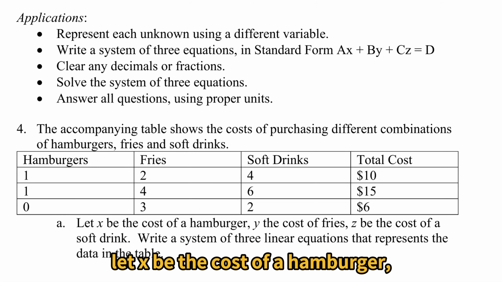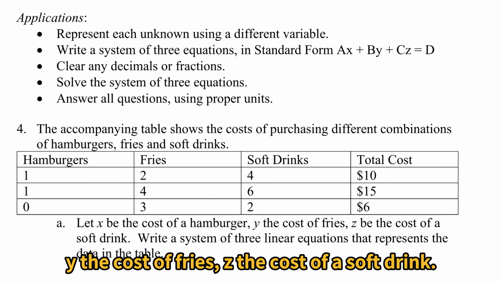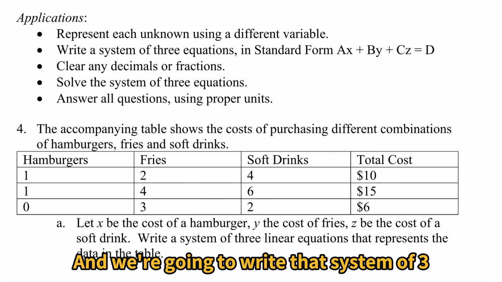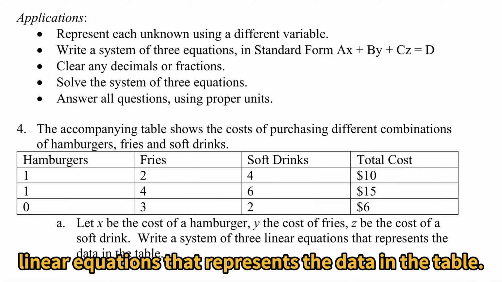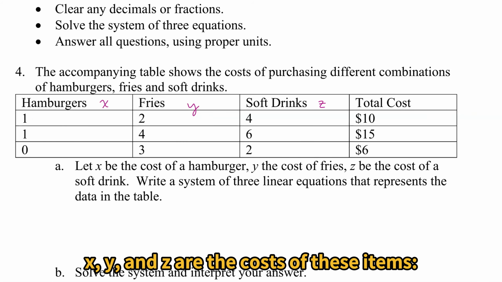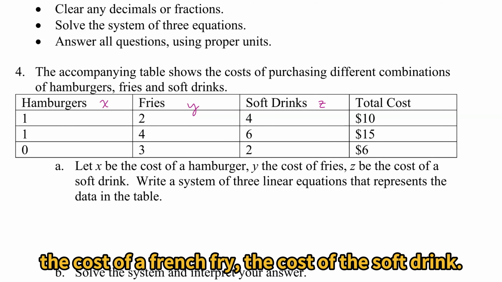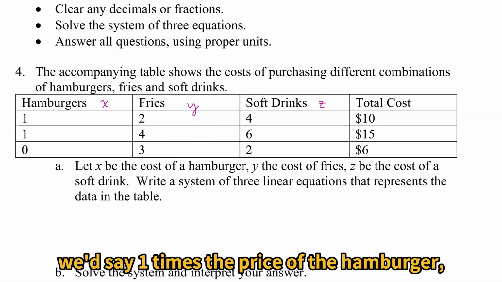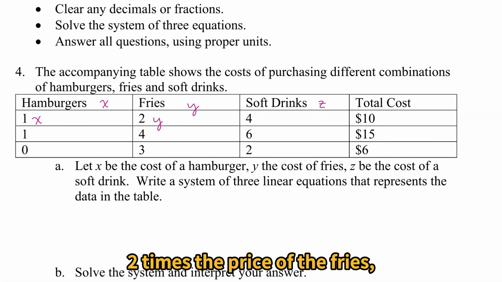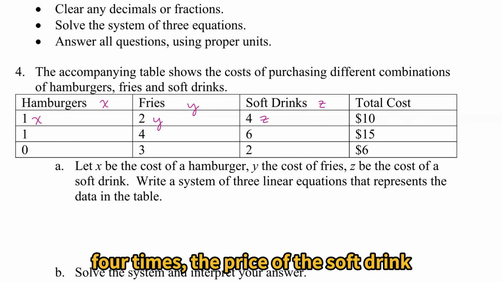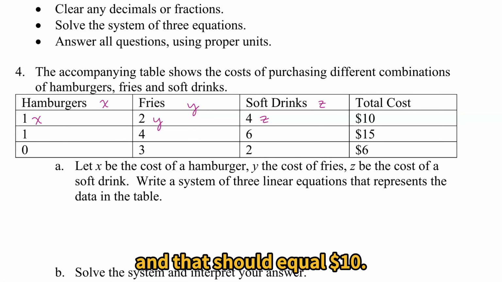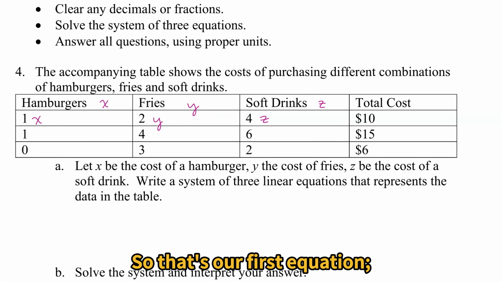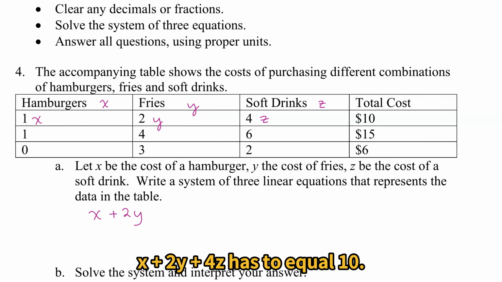So we'll start out: let x be the cost of a hamburger, y the cost of fries, z the cost of a soft drink, and we're going to write that system of 3 linear equations that represents the data in the table. If we ordered 1 hamburger, we'd say 1 times the price of the hamburger, 2 times the price of the fries, 4 times the price of the soft drink, and that should equal $10. So that's our first equation: x plus 2y plus 4z has to equal 10.